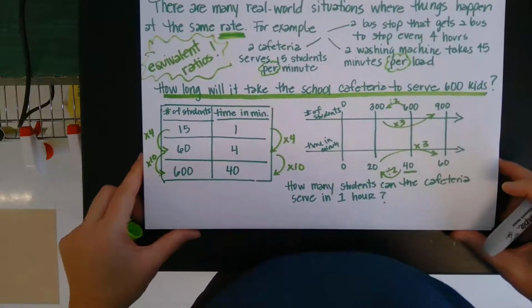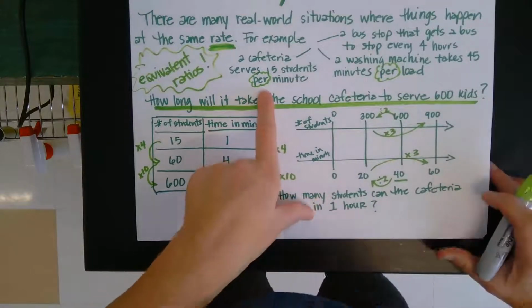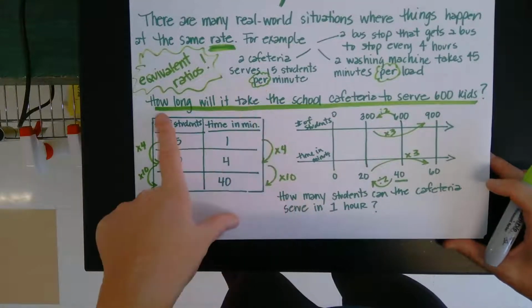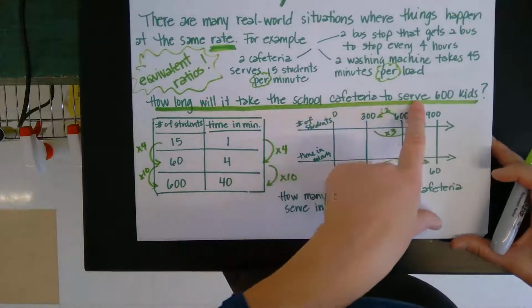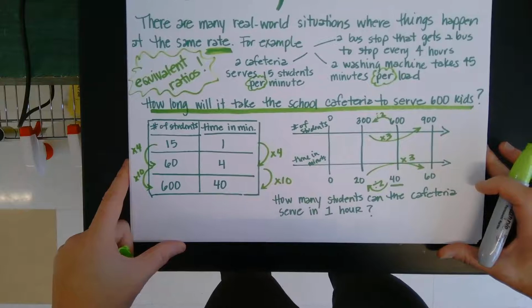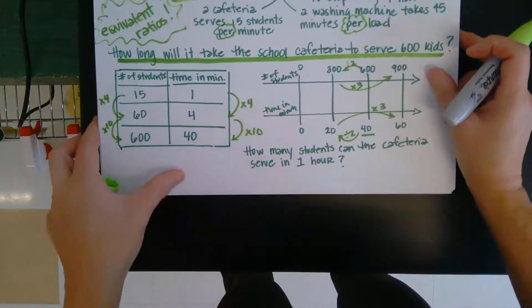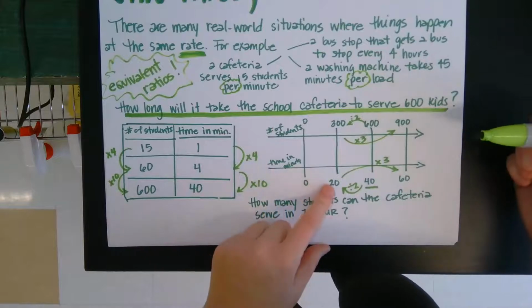And so in the first one, we're going to go back to this rate. A cafeteria serves 15 students per minute. If we were to answer this question, how long will it take the school cafeteria to serve 600 kids? We're going to use this rate to help us do that. And so you can see that I made a double number line. I also made a table.